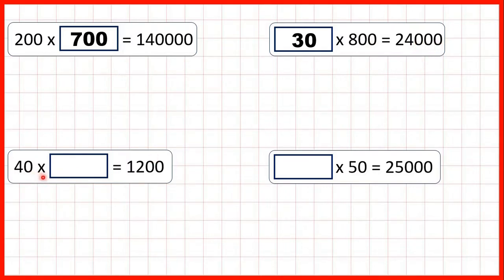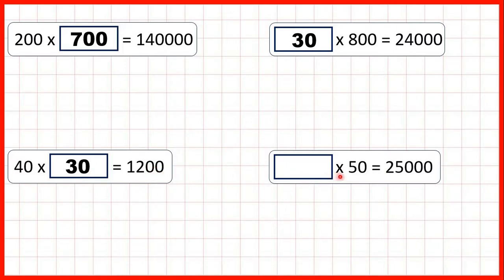40 times what equals 1200. Well, 4 times 3 is 12, but in our answer we have 2 end zeros. We already have one end zero in our question, so we need just one more end zero. 4 times 3 is 12, so 40 times 30 is 1200, because then we've got 2 end zeros in both the question and in the answer.